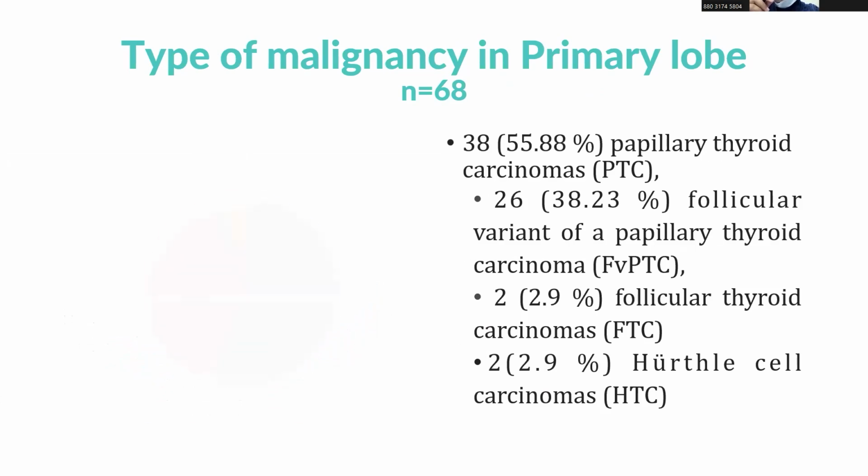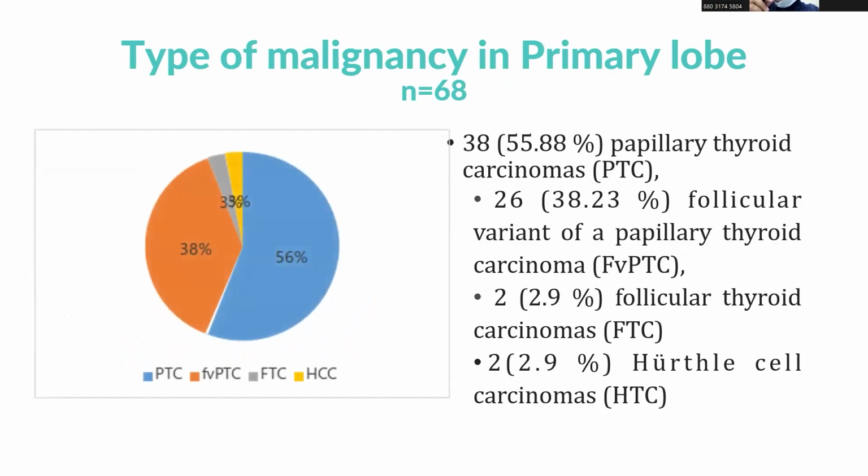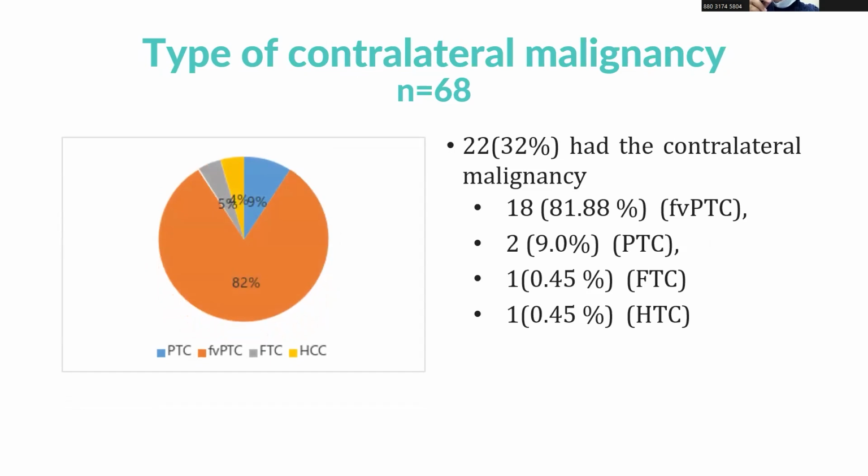About the type of malignancy in the primary lobe. Out of 68 patients, 38 were diagnosed with papillary thyroid cancer, 26 with follicular variant of papillary thyroid cancer, and 2 patients each with follicular and Hurthle cell carcinoma. About the type of malignancy in the contralateral lobe, 22 patients were diagnosed with contralateral malignancies, in which most were follicular variant of papillary thyroid cancer, followed by papillary thyroid cancer, and fourth follicular and Hurthle cell carcinoma.